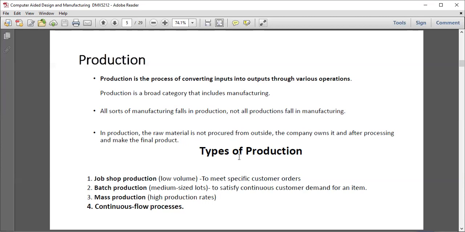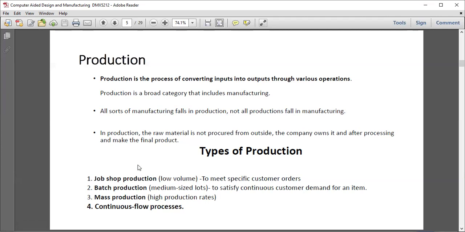We can classify manufacturing, or production, into different classes, or types of production, considering different aspects. If you consider the production volume, that means the quantity of the parts to be manufactured, we can divide it into different classes or different types of production.